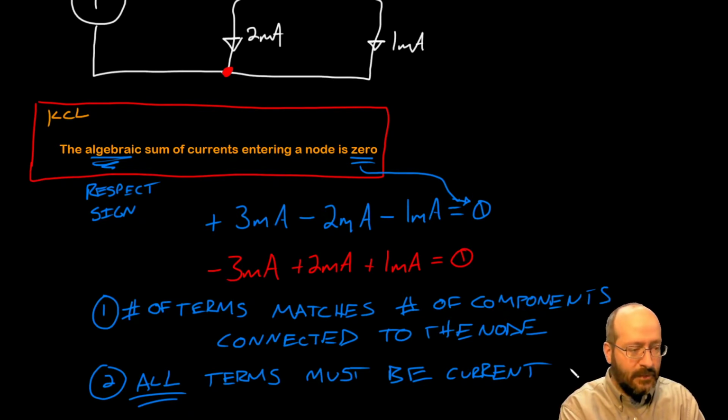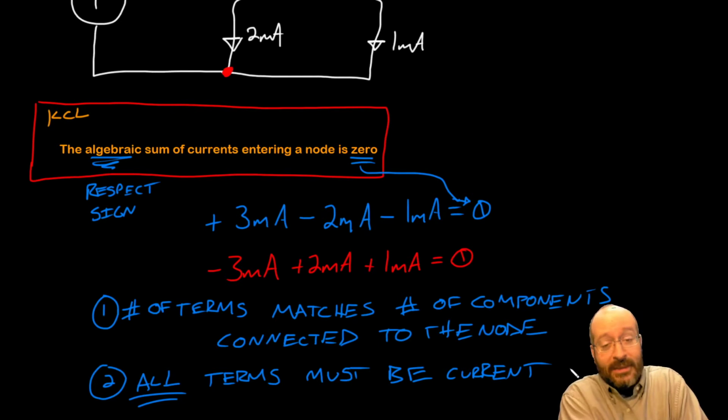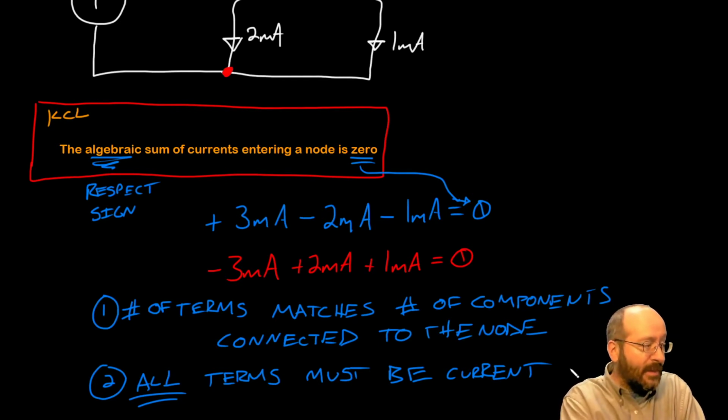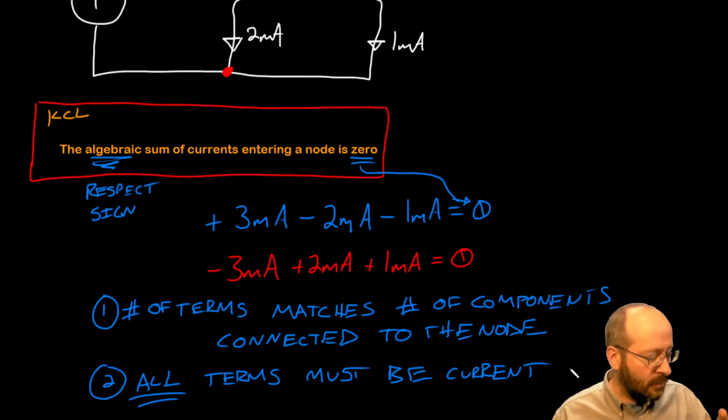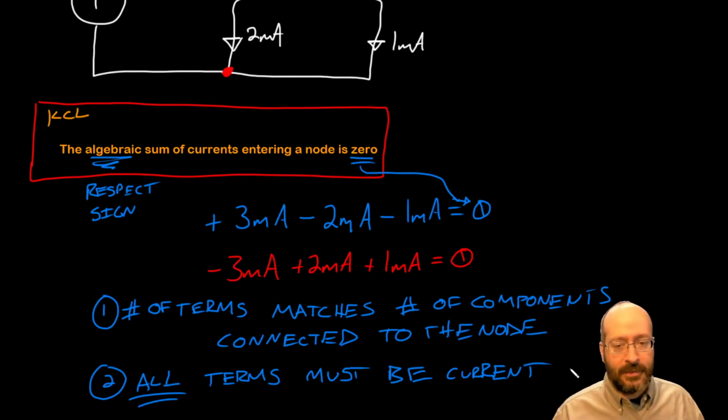The example I like to use is, if somebody makes the mistake in class, I stand them up and say, okay, walk forward 5 feet. And they walk forward 5 feet. I say, take a left. And they turn left. And I say, okay, now walk forward 7 ohms. And you just can't add feet to ohms. And similarly, you can't add volts to amps. They're different things. Don't do it. So make sure all your terms in your KCLs are currents.